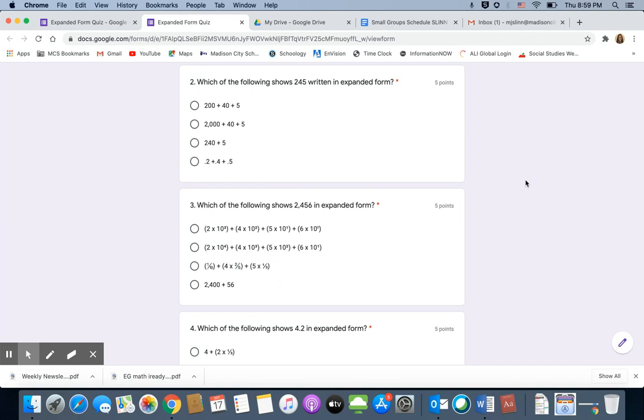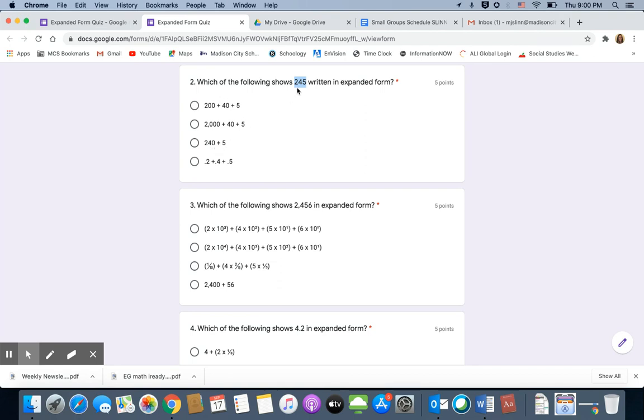Now, usually with multiple choice questions, there's going to be one answer choice that's obviously wrong, definitely obviously wrong. And then there's going to be 2 or 3 answer choices that represent a common misconception that students might have. One thing that I see a lot is when kids are writing a number in expanded form, they might only write part of it in expanded form. Like here we have 240 plus 5. So if a student picked this answer choice, that shows me they are confused.